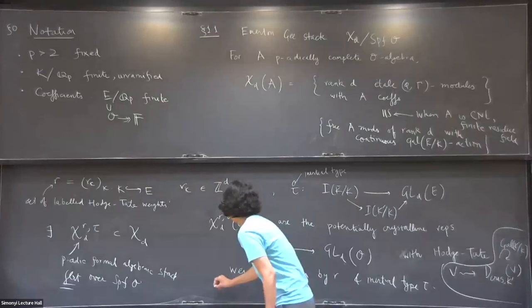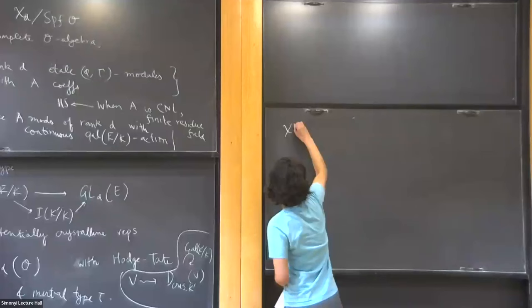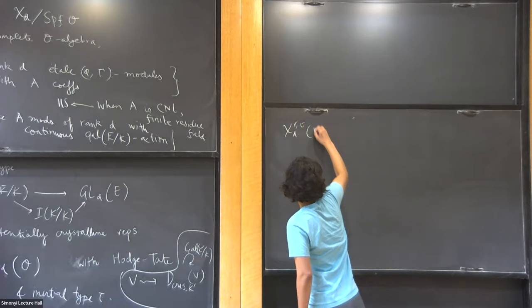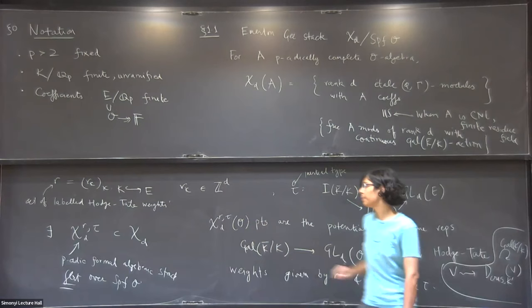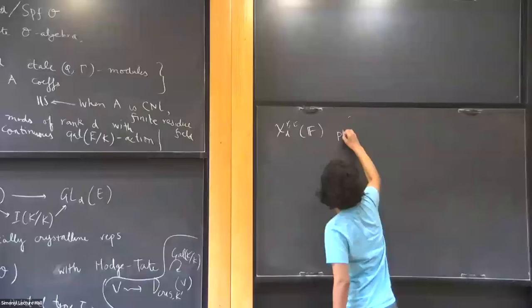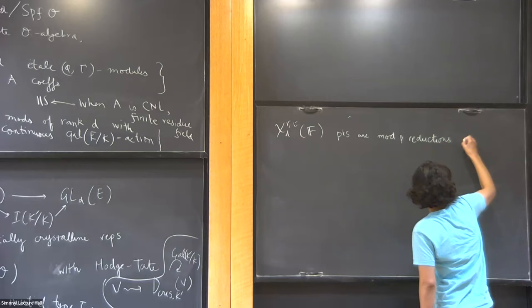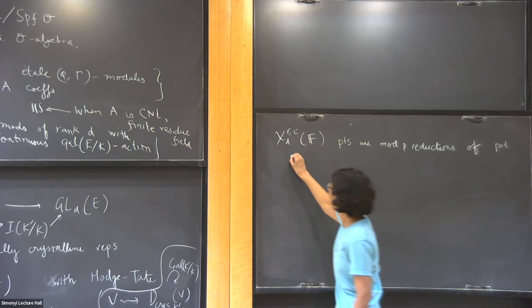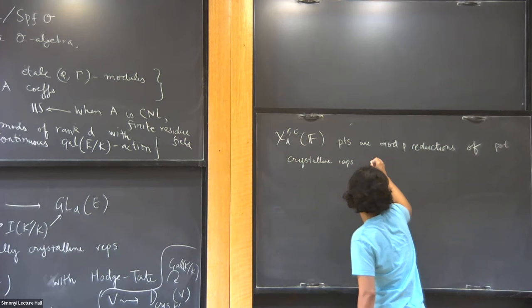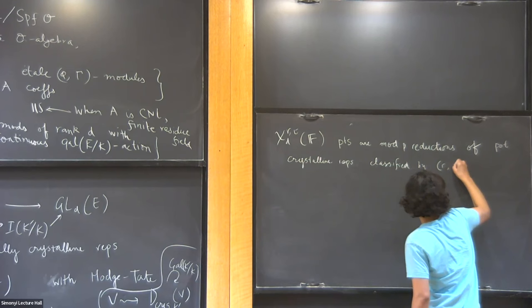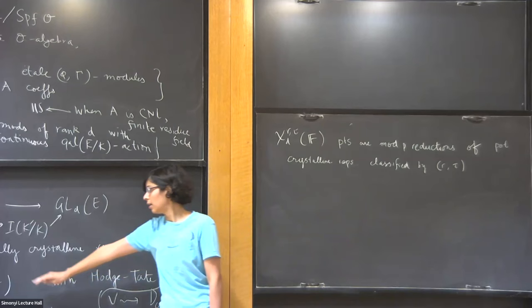let's say this here. If you look at this closed substack X^{R,τ}, then its F-bar points, I could have replaced O with any finite flat thing over O, its F points are mod p reductions of these potentially crystalline representations classified by this (R, τ) data. So all of the mod p points are actually lifted by such a representation.